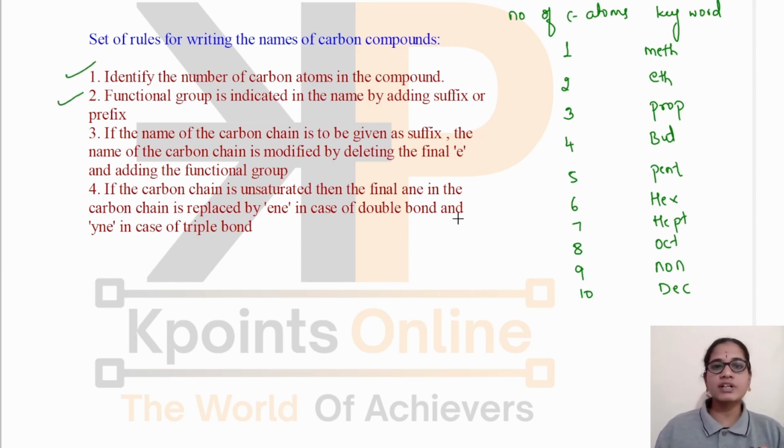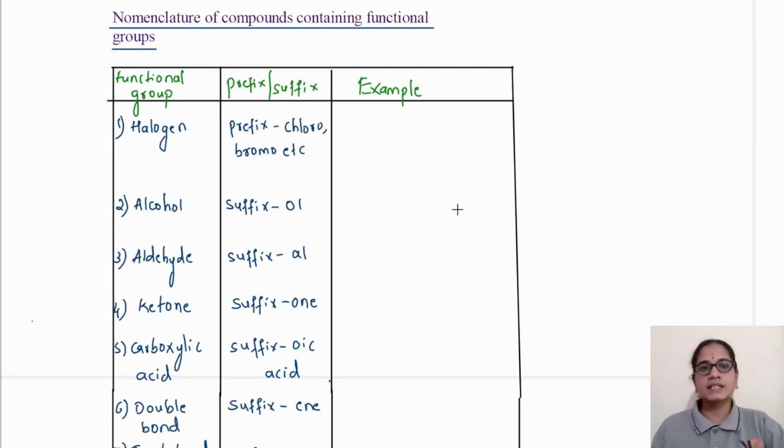In the next step, the functional group is indicated in the name by adding a suffix or prefix. First, we have to identify whether there is any functional group here. Then we will name that functional group by adding a suffix or prefix. See here, if a chlorine or bromine atom is attached to the carbon chain, then we will use the prefix chloro, bromo, etc. If it is fluorine, we will use fluoro. If it is iodine, we will use iodo, in this way. Yes, always a prefix will be used for halogens.